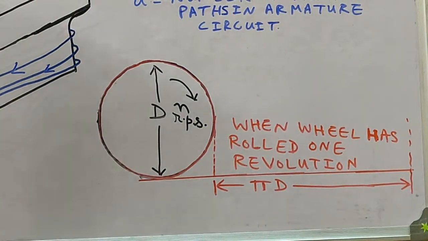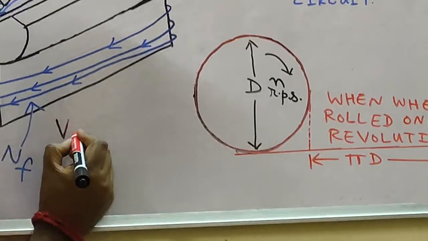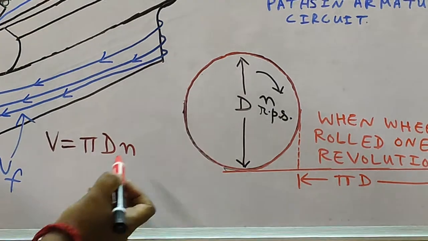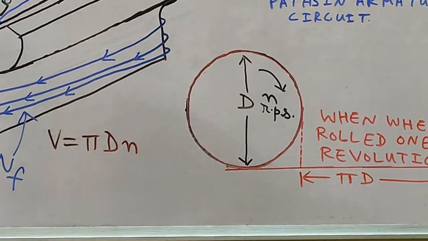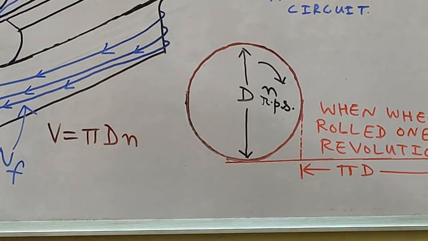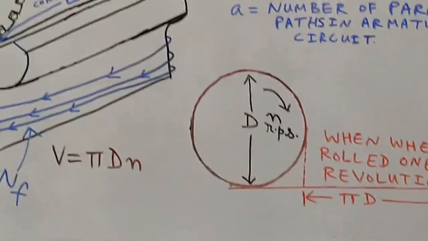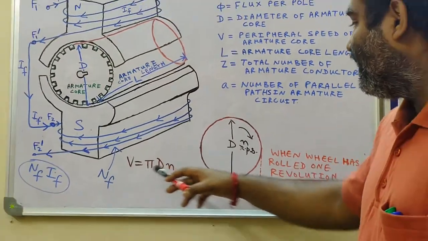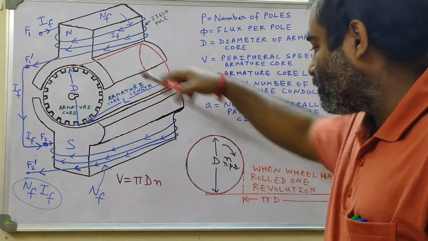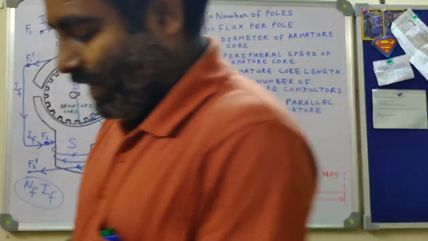So we say that peripheral velocity v equals pi d n. But please remember, here n is written in small letter, which means n is in the unit of RPS, that is revolutions per second. So this is the relationship between peripheral velocity v, the armature core diameter d and the speed n. So v equals pi d n.